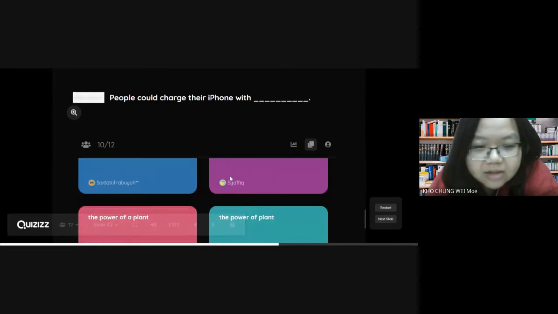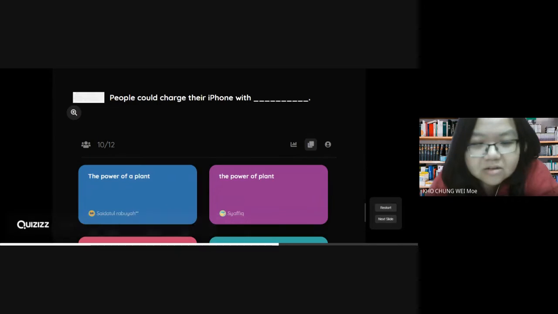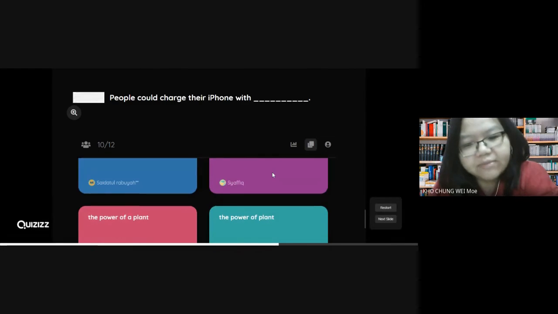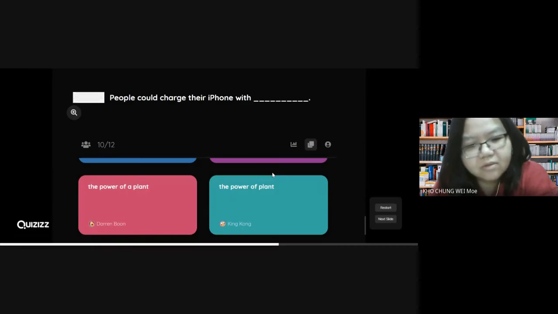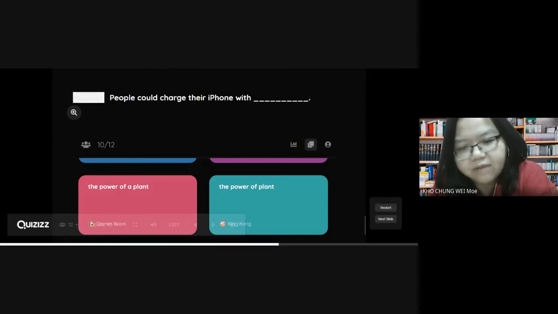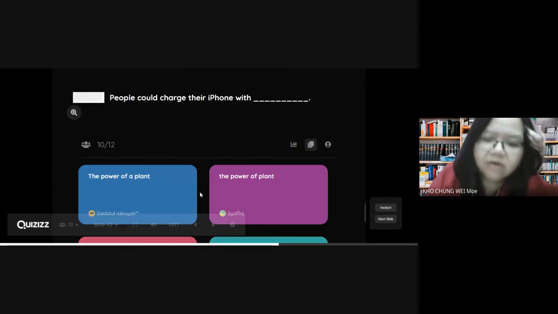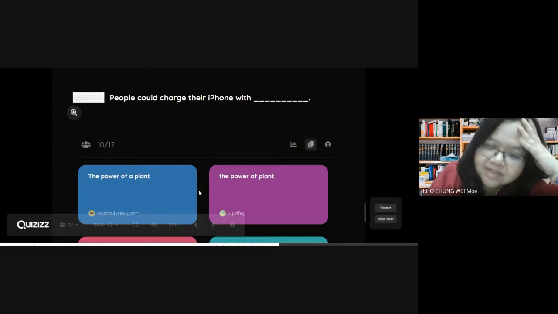Okay. Shafiq, the power of plant. That's a possible answer if you put plants in plural, the power of plants. Okay, King Kong, the same thing as well. You miss out the word so it should be the power of a plant, not the power of plant. Okay, you see the power of a plant, 5 words, just nice. Right, so the power of plant, yeah, it's possible if I put plants with the S, plural. Okay, but I have to make sure that the word plants is in the text.